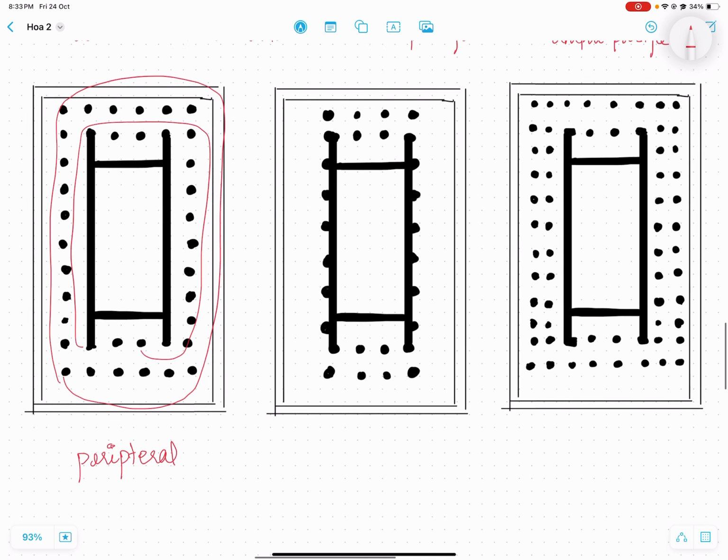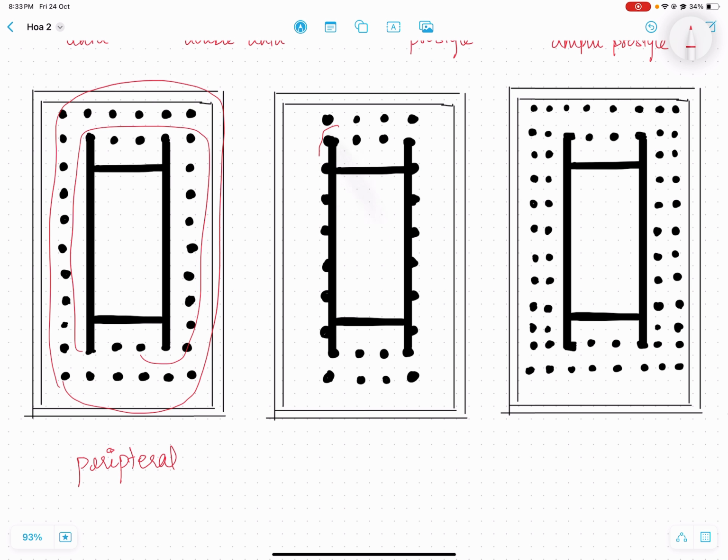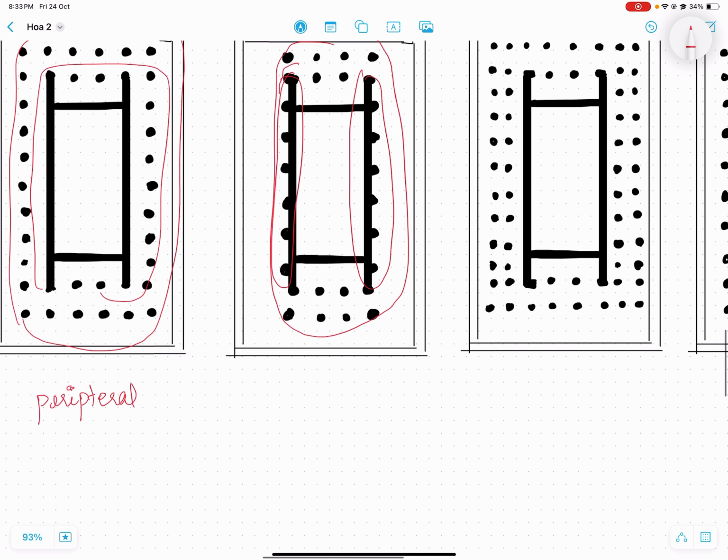And here you can see there are columns around the perimeter of the building, but these columns are fused with the walls, so they are false columns or pseudo. So this becomes pseudo peripteral.